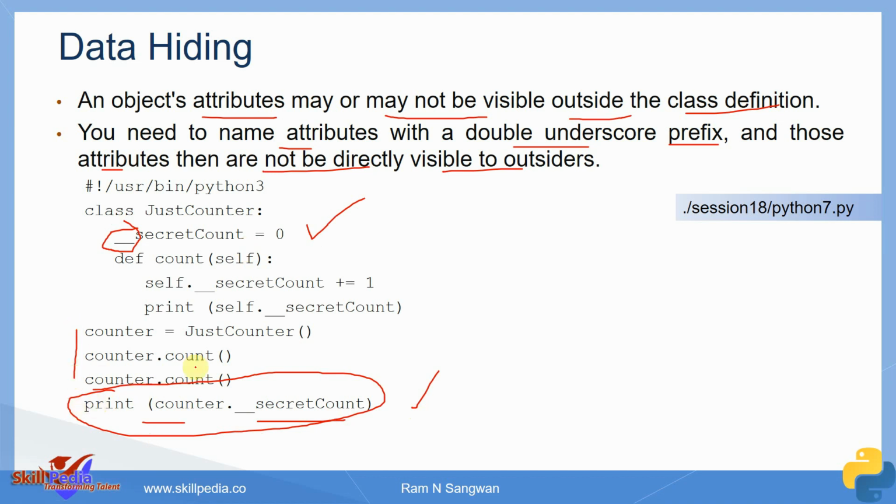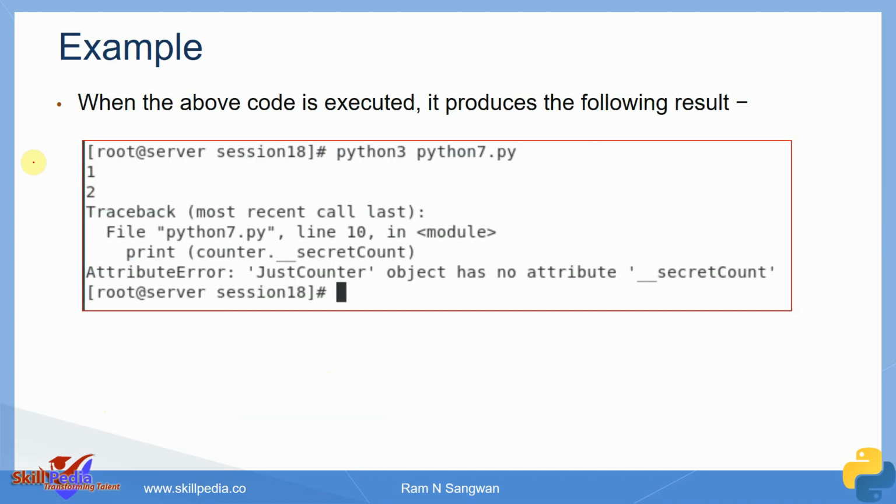You are defining the object, you are calling the method, but this will not be visible. This will throw an error. This will return as expected. So if you try to run it, the first two values are displayed, but the third value is throwing an error. Secret count cannot be displayed.